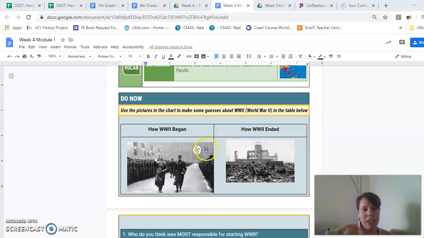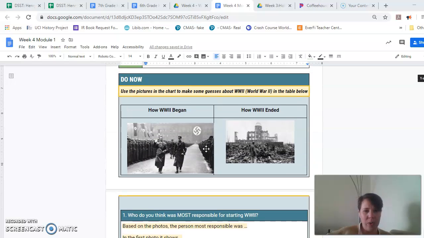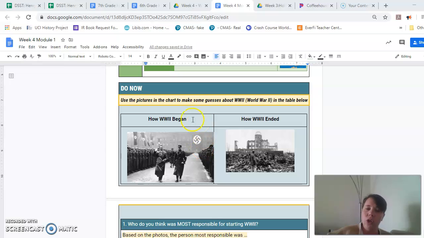You're using the pictures in the chart to make some guesses about World War II on the table below. So we're looking at these two images, and this is how World War II began. What we're seeing here, this is Hitler. You can tell because he's got his little funny mustache. You can see the swastika in the background. You can see a lot of soldiers marching through this very organized system.